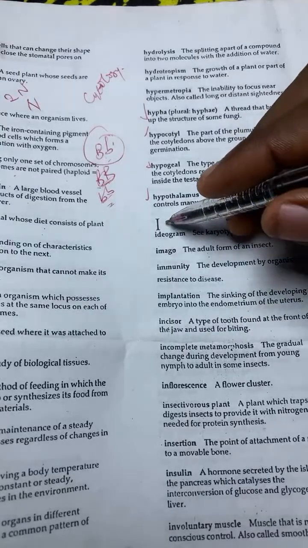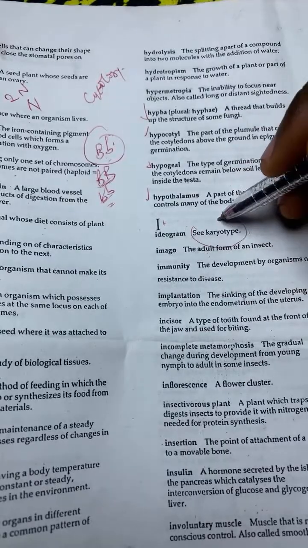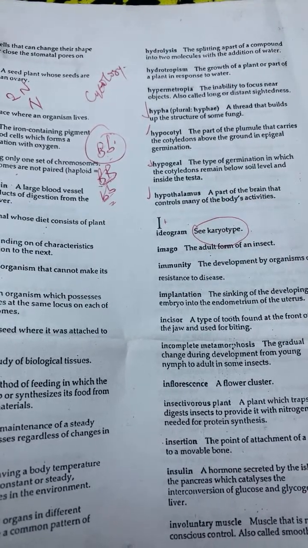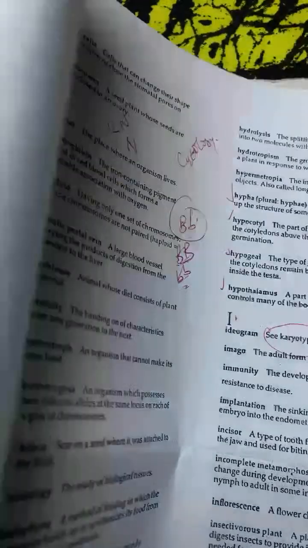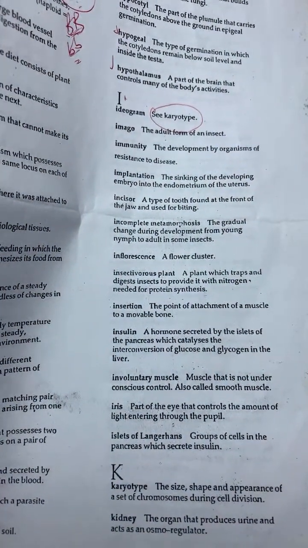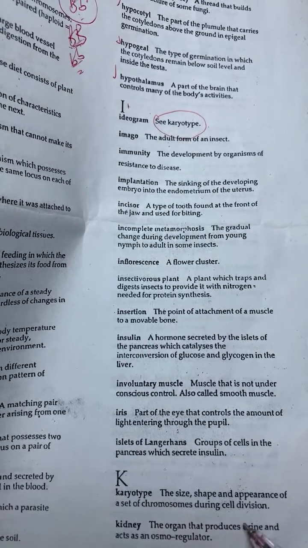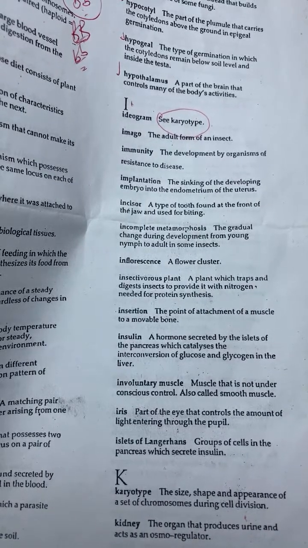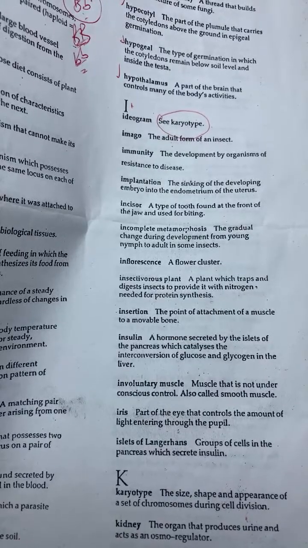Good. Let's move on to number I, idiogram. So we'll see karyotype later. Now, let's look at karyotype. What is karyotype? Generally, I want you to understand that karyotype, look at it here so that you'll be seeing it with your eyes. A karyotype is the size, shape, and appearance of a set of chromosomes during what? Cell division. Are we there now? So the size, shape, and appearance of sets of chromosomes during cell division is called what?